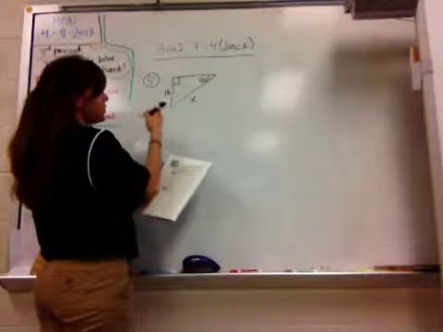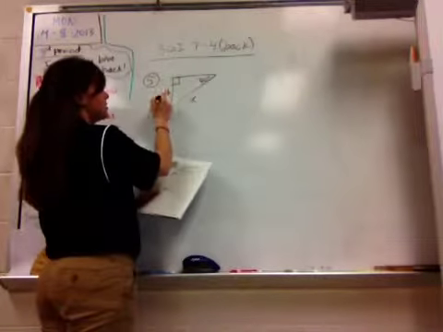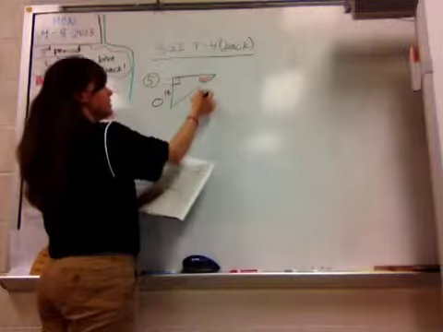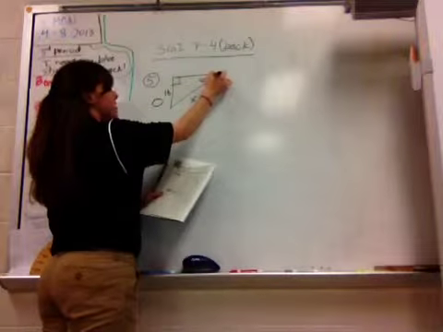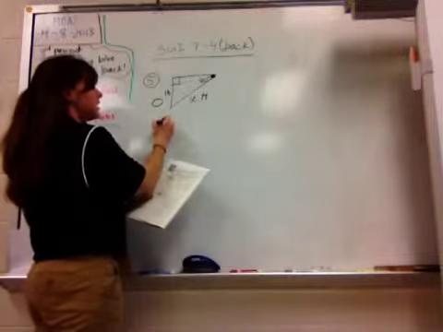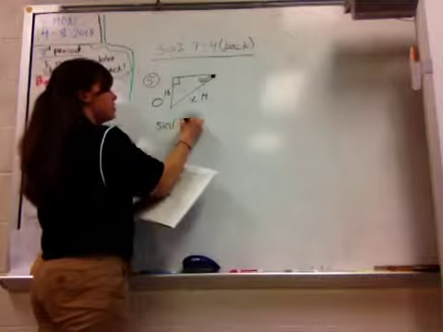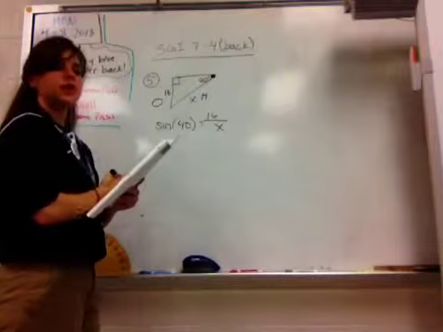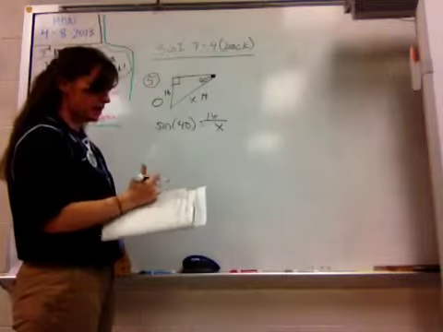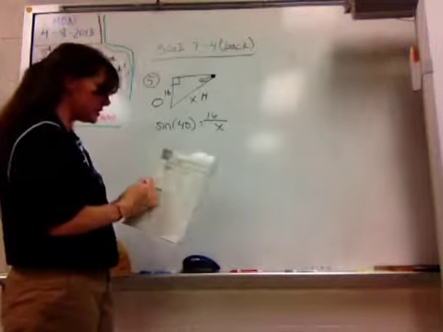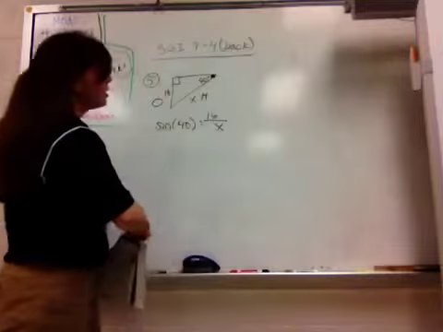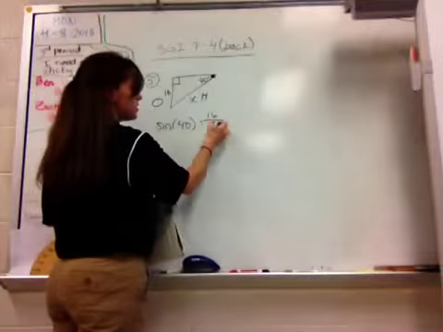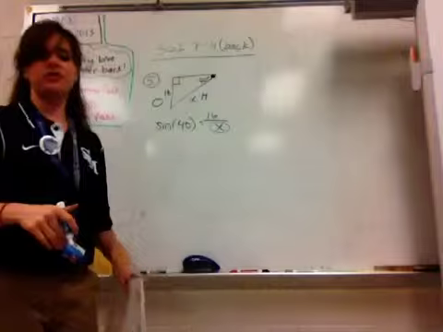All right, number 5, your setup from last night. Remember, we're using opposite, we're using hypotenuse. We're standing right there. You should already have this set up. Sine of 40 equals 16 over x. Okay, so look at it now. Can we solve this using those notes that we just took? Find out where is your x located. It's on the bottom of this fraction.